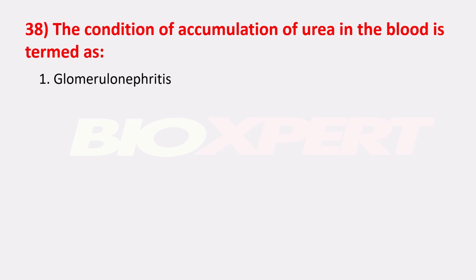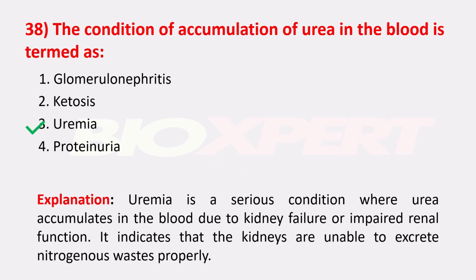The condition of accumulation of urea in the blood is termed as uremia. Uremia is a serious condition where urea accumulates in the blood due to kidney failure or impaired renal function. It indicates that the kidneys are unable to excrete nitrogenous wastes properly.